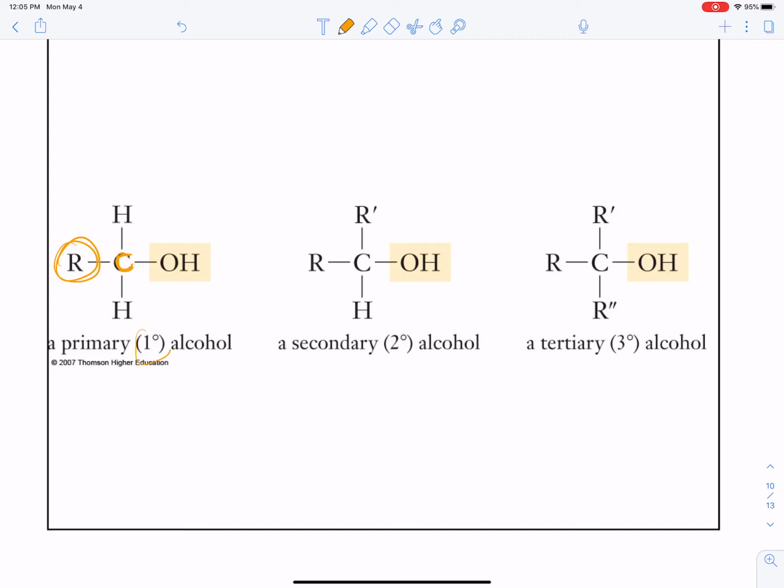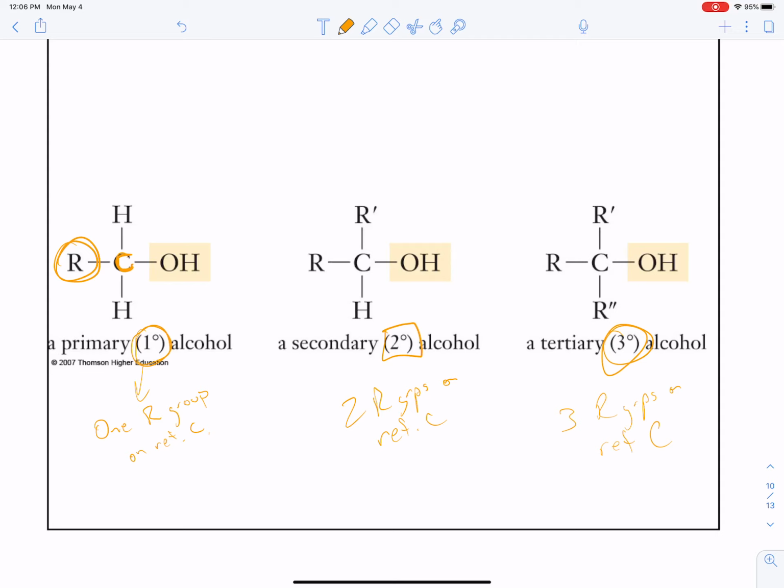So this primary basically says I have one R group, one random group, on my reference carbon. Okay? If it's secondary, that means I have 2 R groups on my reference carbon. And if it's tertiary, I would have 3 R groups on my reference carbon. This plays a pretty significant role.